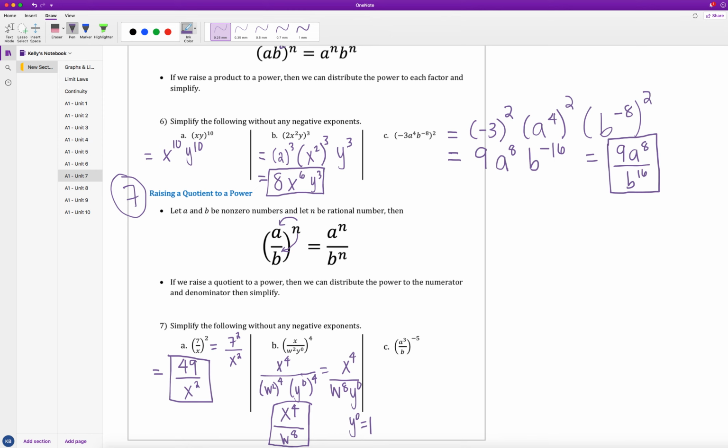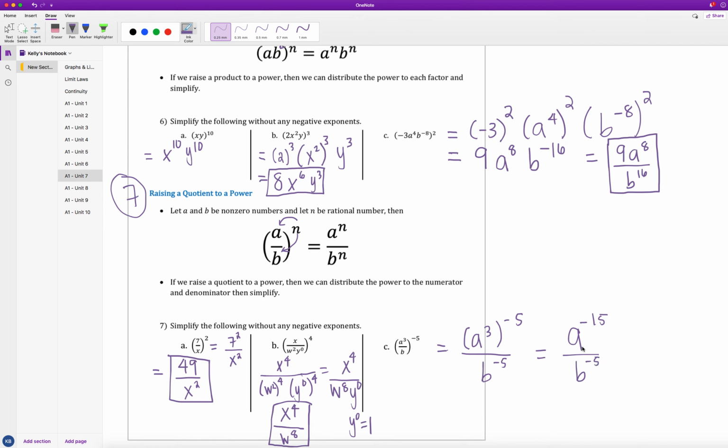Okay, let's check 7c. So 7c says a to the 3rd over b. We have 2 different pieces that we have to raise to the negative 5th power. So I have a to the positive 3, no negative, a to the positive 3 to the negative 5th, over b to the negative 5th. Before I worry about the negative exponents, I want to simplify the numerator as much as I can because I have power to power. We can multiply those and get a to the negative 15th over b to the negative 5th.